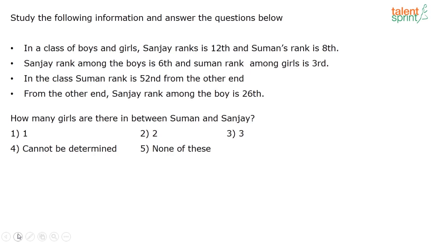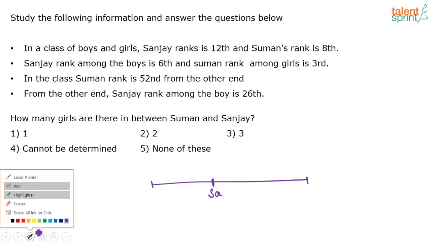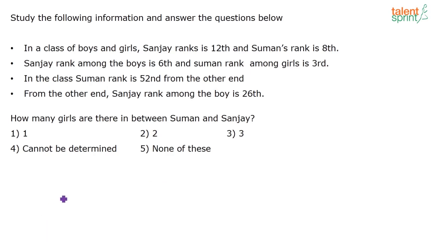So let us solve this question. In a class of boys and girls, Sanjay ranks 12th. Okay. So there is a class of boys and girls, and Sanjay ranks 12th. So this is Sanjay. He ranks 12th means, okay, we'll represent it from top to bottom, right? That might be easier for you to understand.